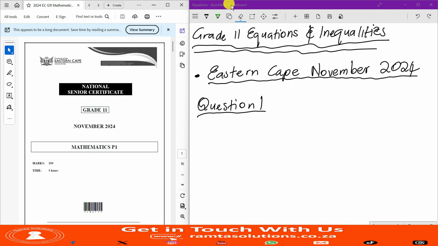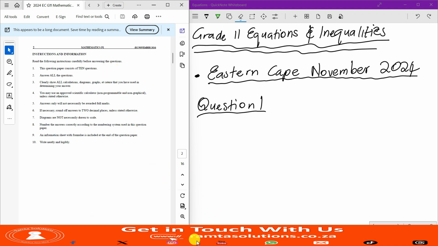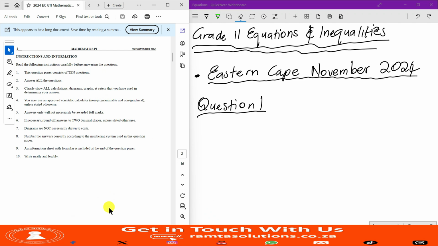Welcome to your grade 11 Mathematics Equations and Inequalities exam prep. Today the question paper that we are looking at is the Eastern Cape's Mathematics Paper 1 of 2024. Because this is an exam paper, it's important that we read instructions. Remember, all instructions are important, but we are not going to read all of them. We are going to read the first one, instruction number 3.